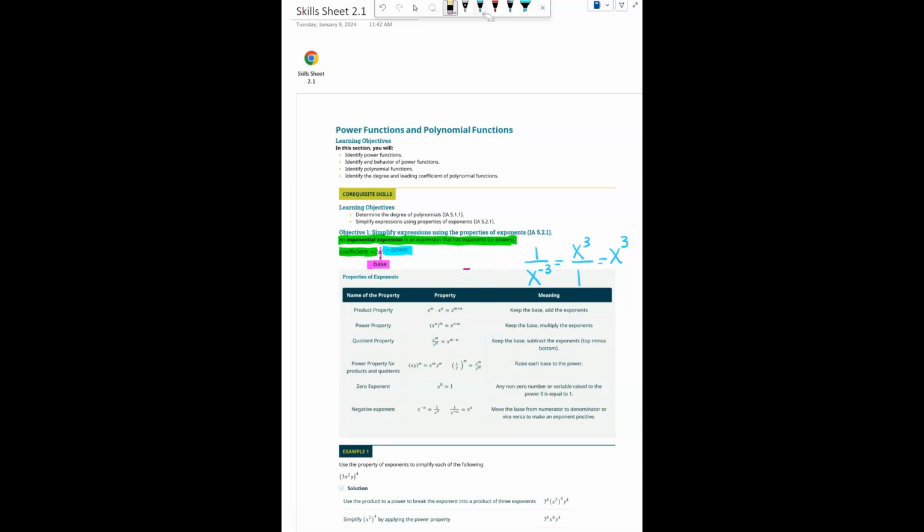This is so cool that you can erase with this. See, I told you I'd get better. It just took me a little bit.